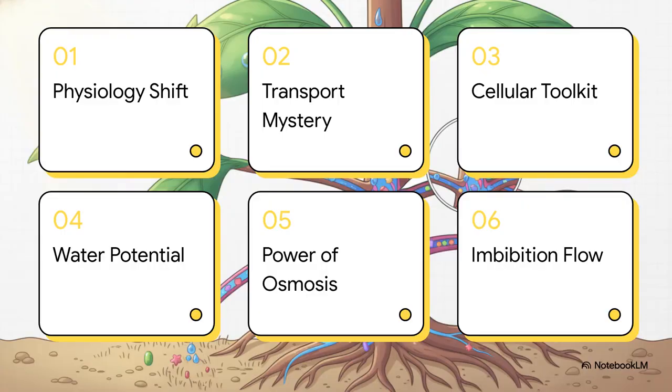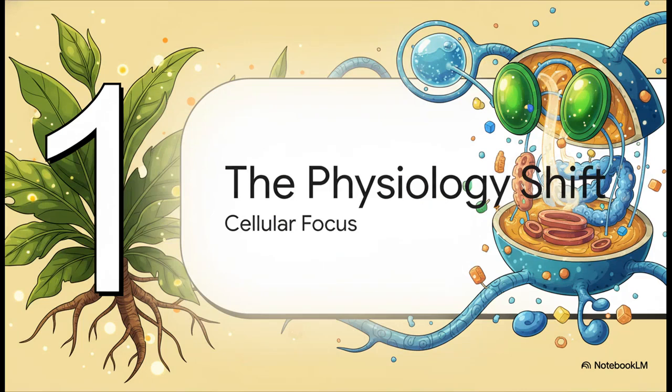To make sense of all this dense botanical physics, we've got a pretty structured roadmap for this explainer. We're going to trace the history of plant physiology, outline the grand mystery of plant transport, open up the cellular toolkit, and then dive deep into the invisible forces running the show, specifically water potential, osmosis, and imbibition. Let's kick things off with the major shift in how we actually study plant physiology.